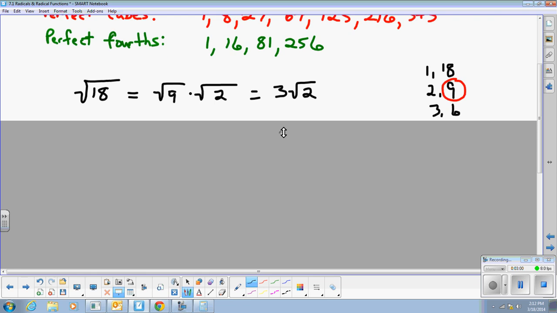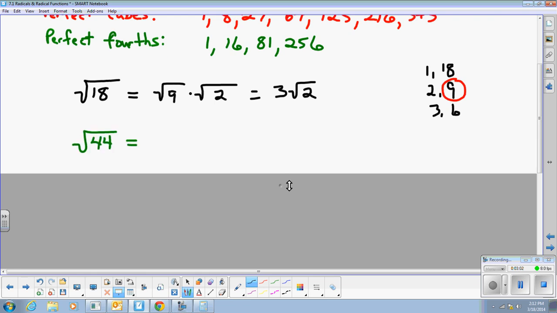So let's look at another example that I have for you. The square root of 44. So again, I'm after a perfect square. So I want a square root, and I'm going to be looking for perfect square factors in 44. Now, I like to sometimes list these out. This could be quite a list.